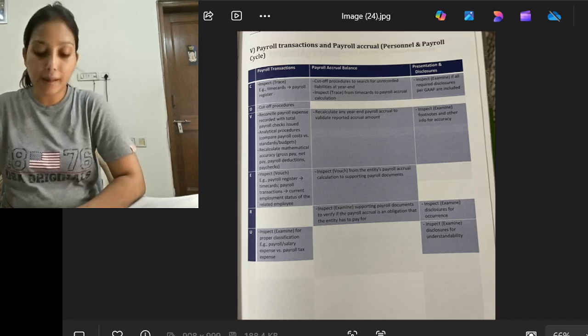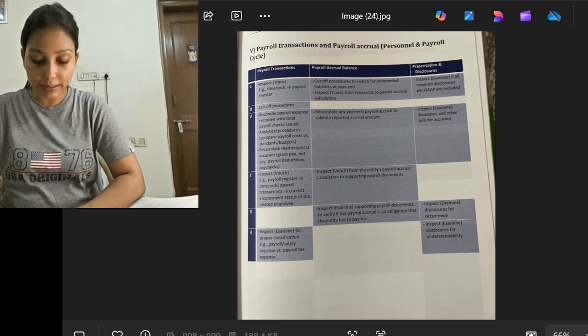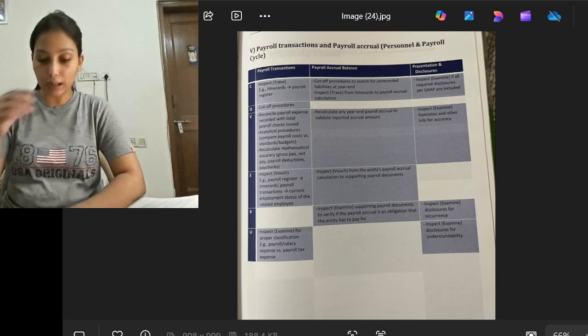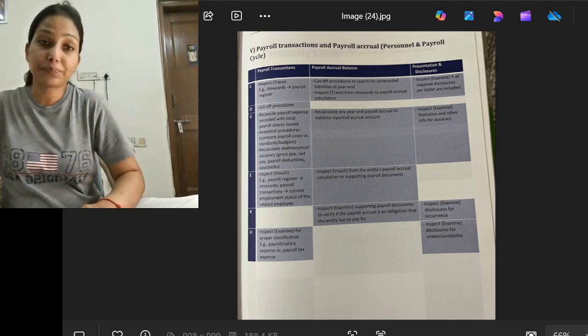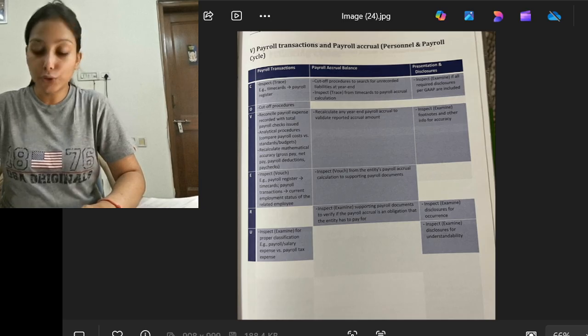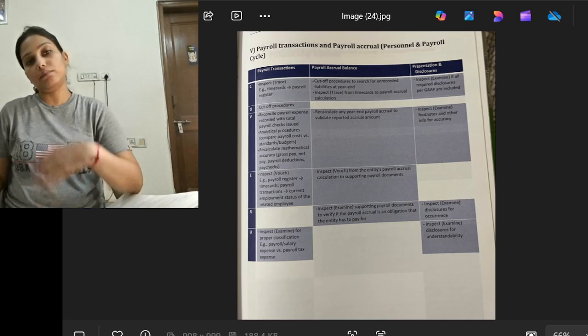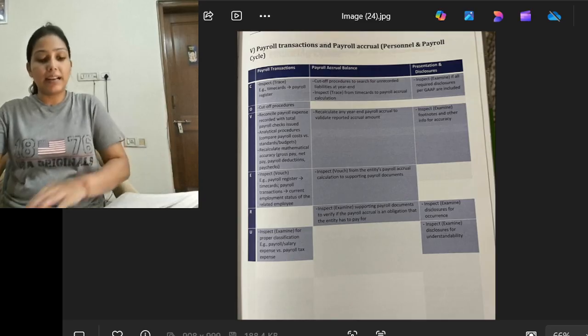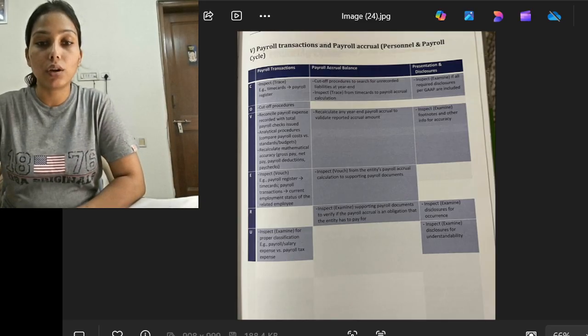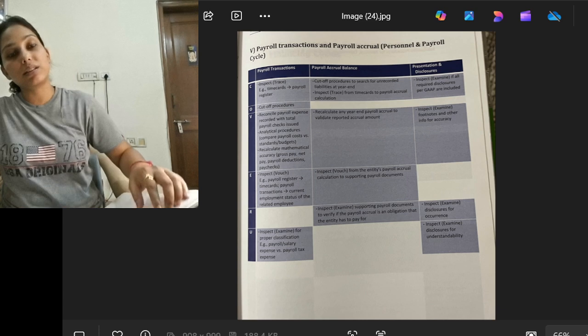If there are payroll accrual balances, in that case cutoff procedures are performed and inspection of the payroll accrual calculation is done. Also, if there is a year-end payroll accrual, then that is validated with the accrual amount. Also, the supporting payroll documents are used to verify that the entity has the obligation to pay its employees. In the disclosure, whether it is properly disclosed or not, and whether it is understandable to the users of the financial statements or not. So this was all about the substantive procedures for these 4 heads that we discussed today.